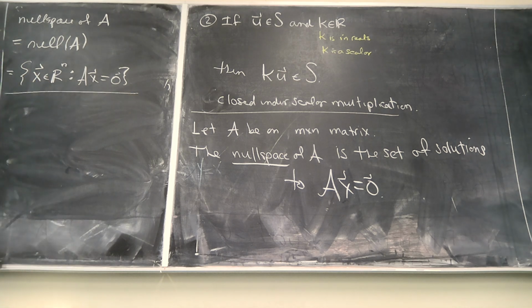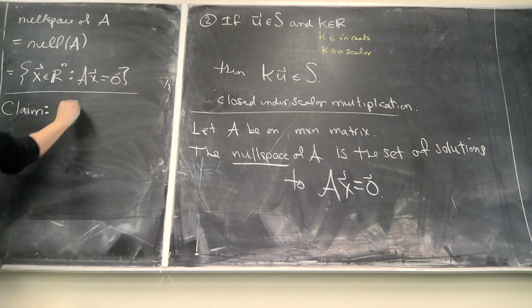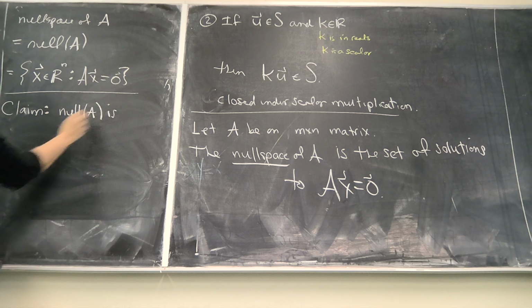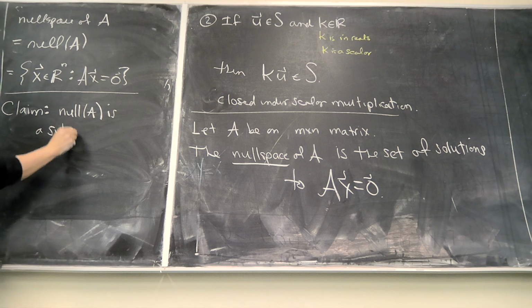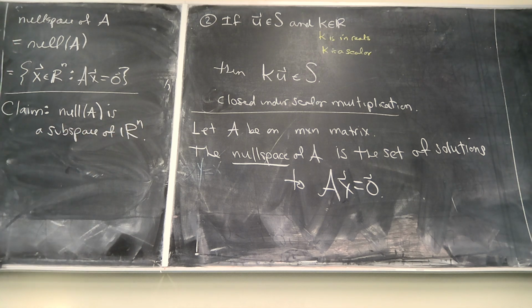Okay, so we're going to make a claim now, and I'm going to try to link this idea of the null space up with the idea of being a subspace. Claim: the null space of A is a subspace of Rn. We're going to prove that the null space of A is a subspace of Rn. In fact, it's maybe the most important subspace of Rn.